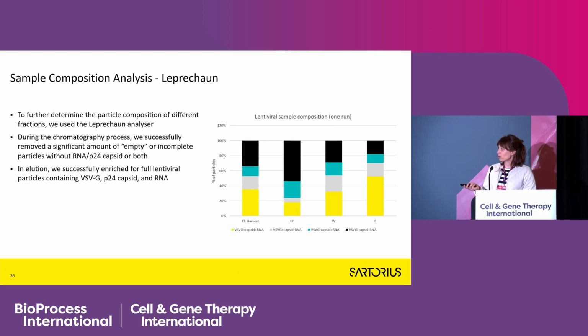So what we can conclude out of this graph is that with this purification method, we basically enrich the particles that contain all 3 components. So you can see that from clarified harvest to elution, the particle enrichment was really obvious. So this is also an indication, or maybe explanation, why there is a difference in the recovery assessment with the infectivity test or with particle tests.